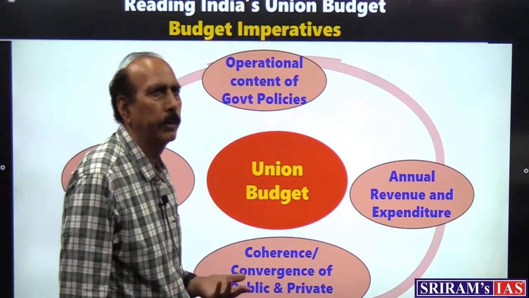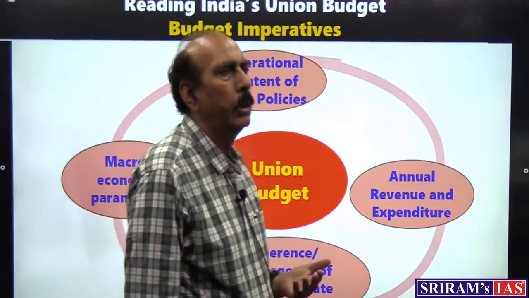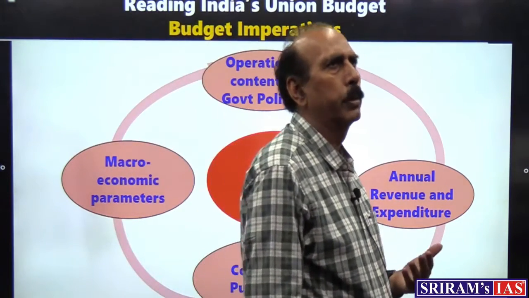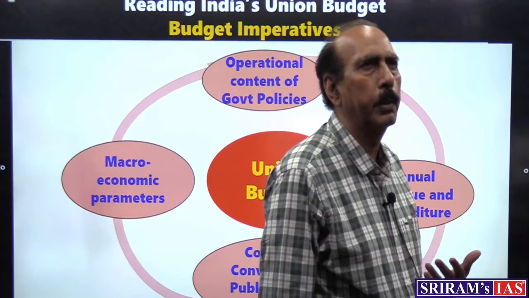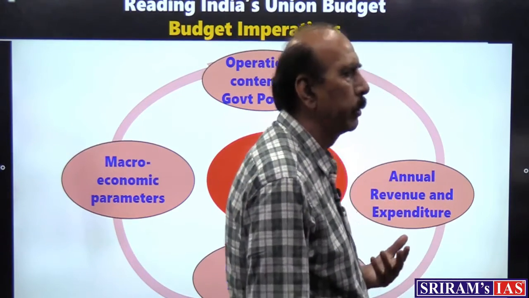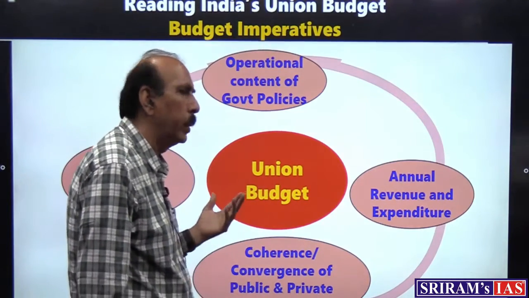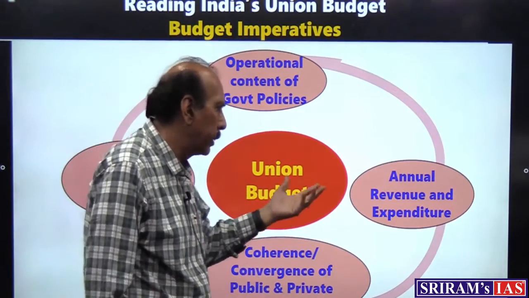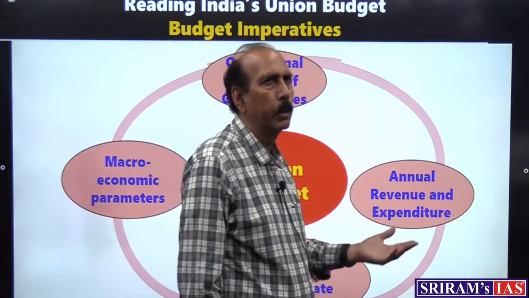Government may make policies, but these policies will be operationalized only through the budget. Unless the budget is presented, the policies will not be operationalized. The policy will remain only on paper. The budget is the annual revenue and expenditure statement of the government.